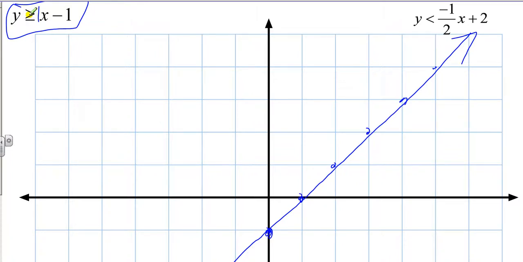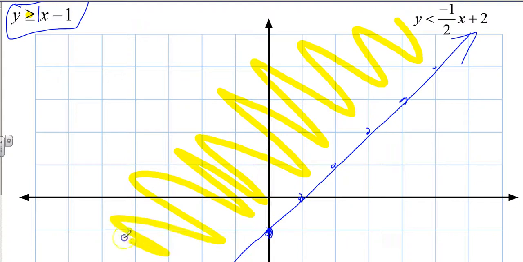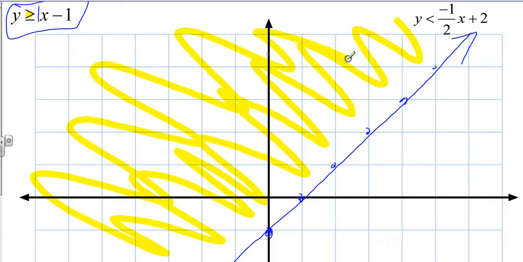And I'm going to shade, in this case, above. So this shading is going to be greater than or above that line. So really anything up here, just kind of loosely shaded, any of that is the single shaded region here, but it's not the solution yet. So let's do the other part here and see what happens.